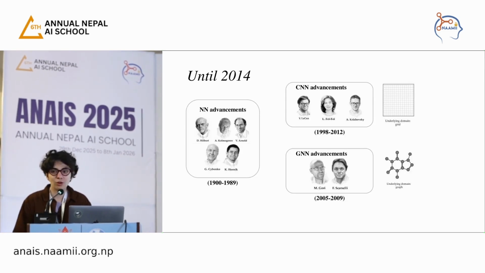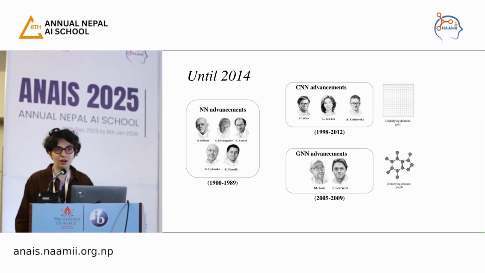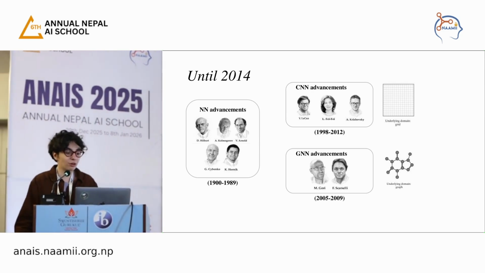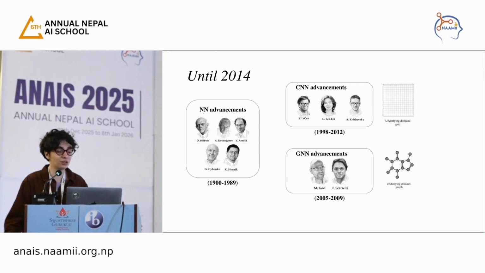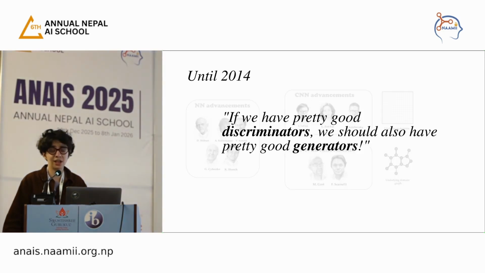So until now, we have had so many advancements made by many people in what regards neural networks, right? We know that MLPs are universal approximators, then depending on geometric priors, CNN advancements were made and GNN advancements were made, and language models are now a thing because of that as well. And until 2014, let's say that in what regards the state of the art, people were kind of convinced that we have good discriminators, so we should also have good generators of data, right?